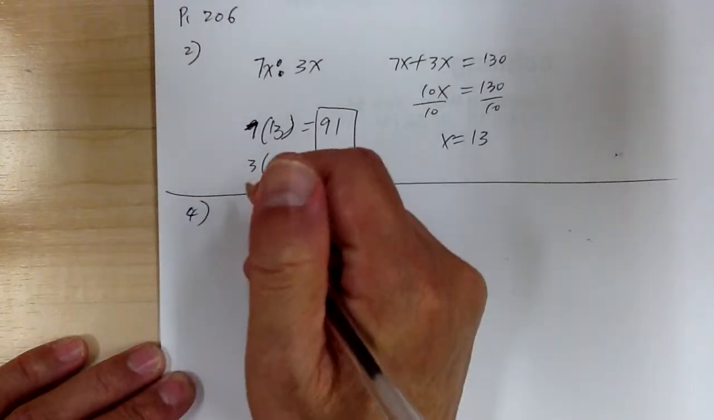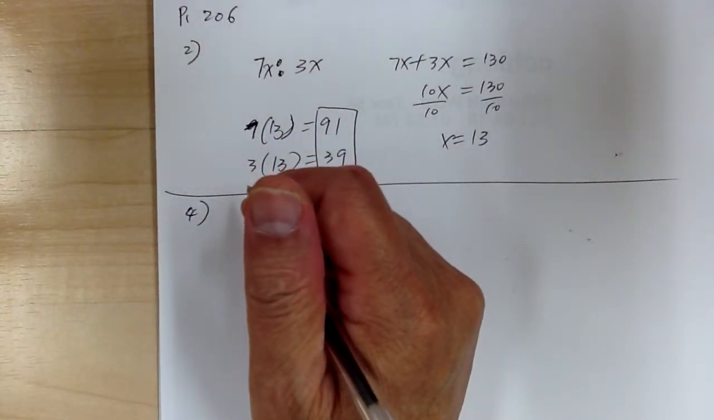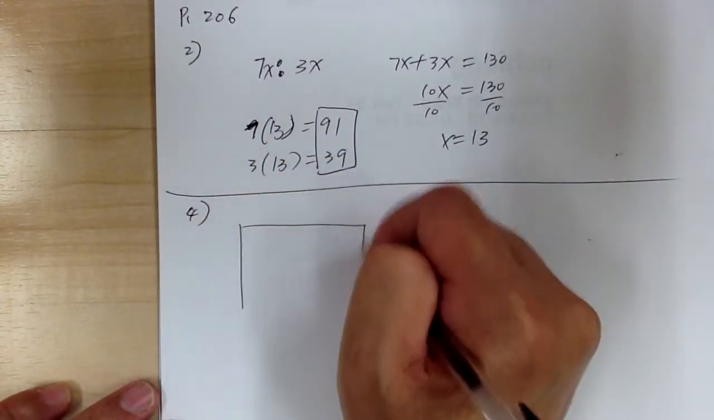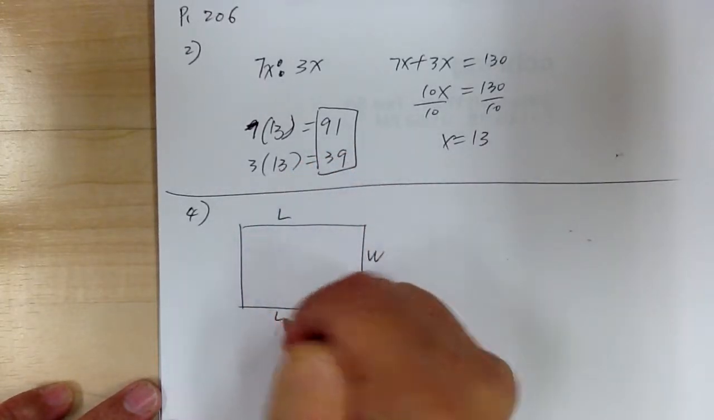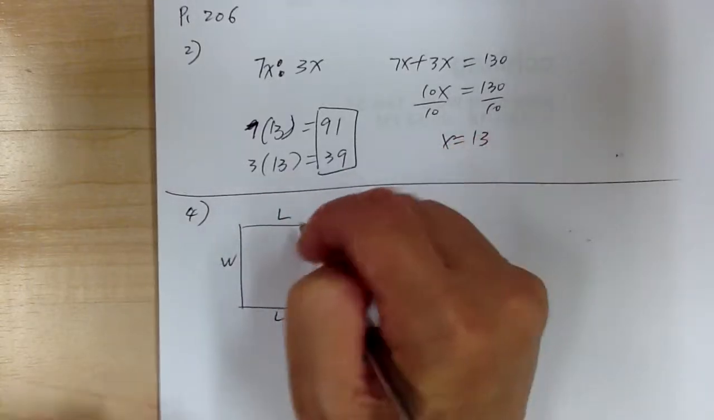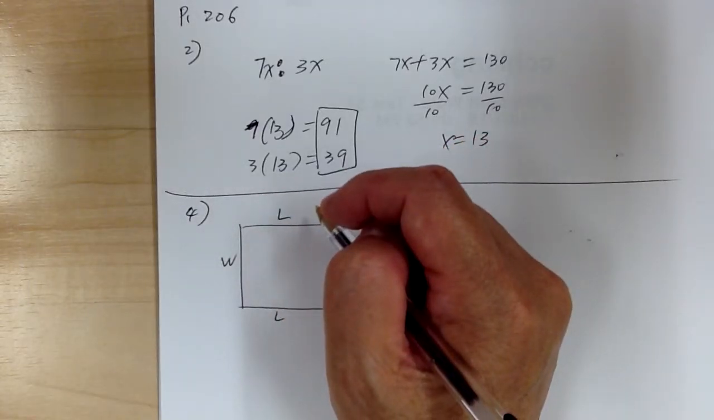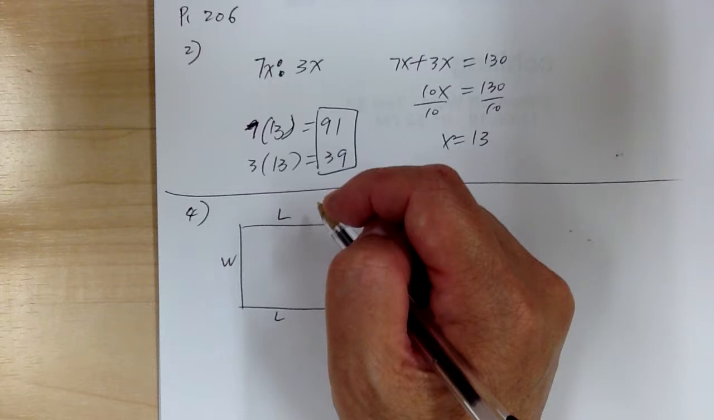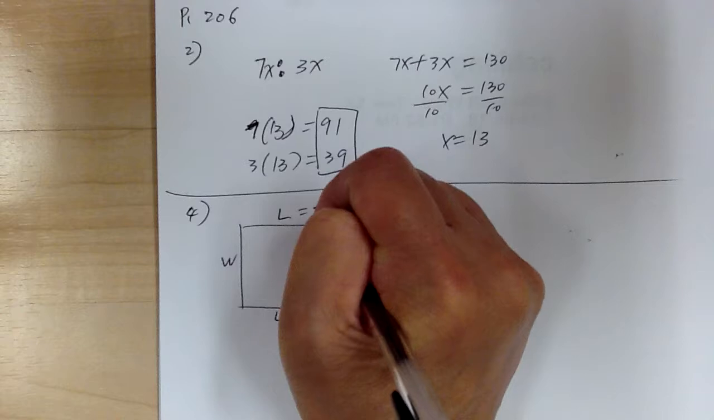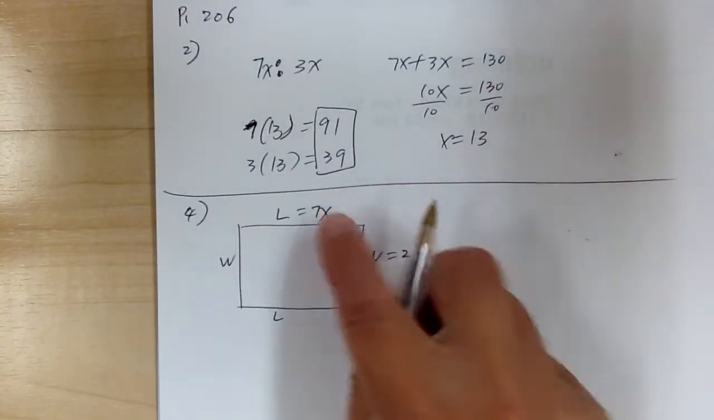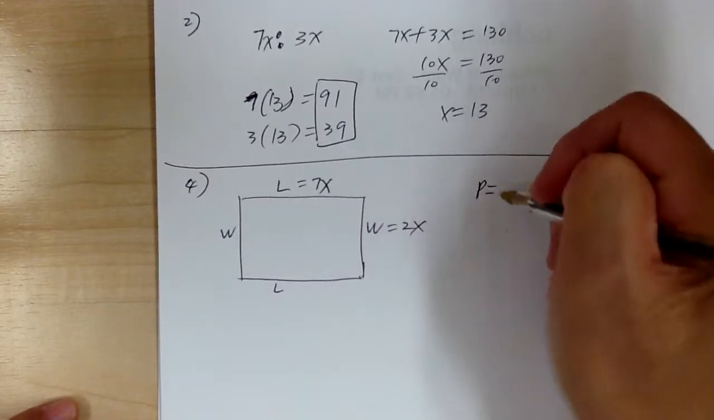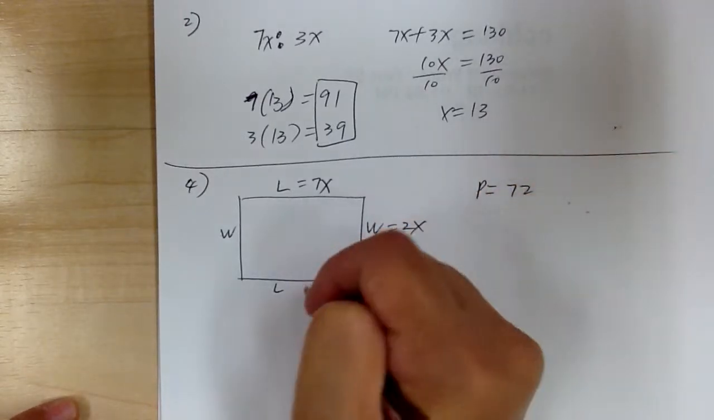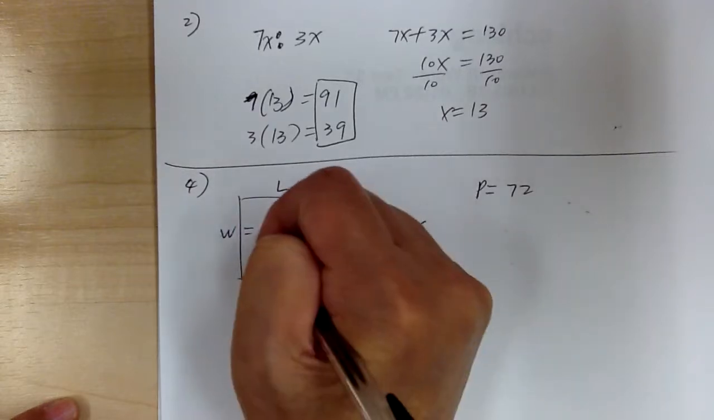Okay, let's go to number 4. The length and width of the rectangle. So you have a rectangle, and right away you draw the rectangle and label all four sides: length, width, length, width. It says the length and width of the rectangle are in the ratio of 7 to 2. So 7 to 2, and it says the perimeter is 72. So label all these.